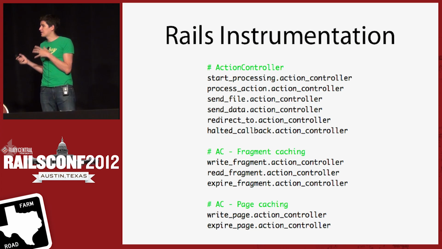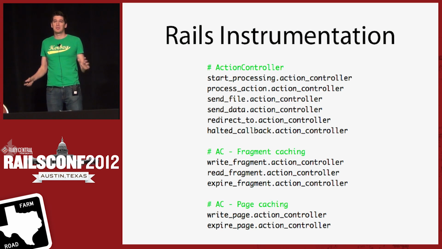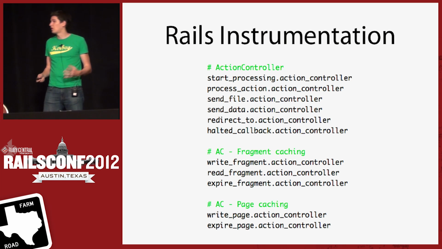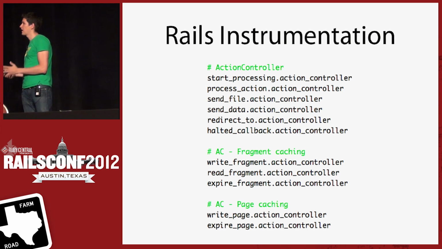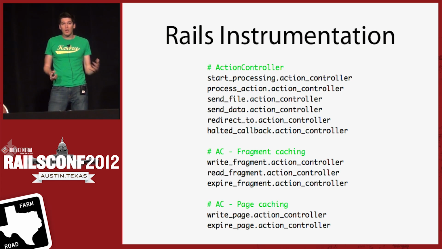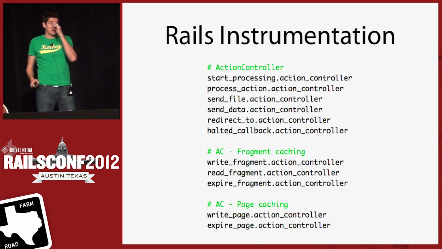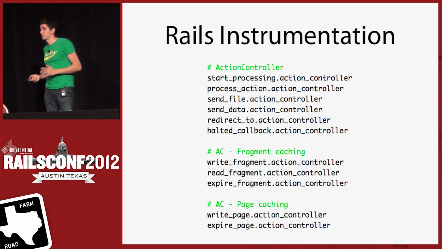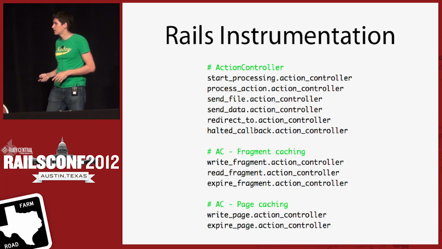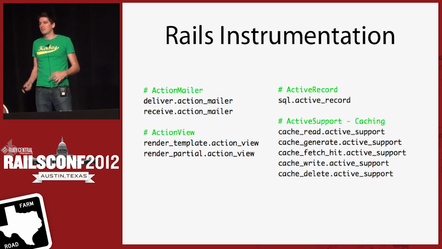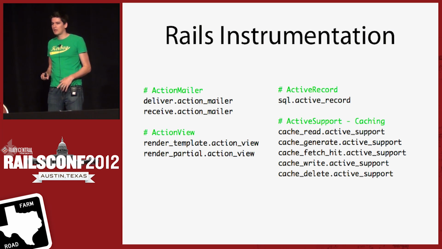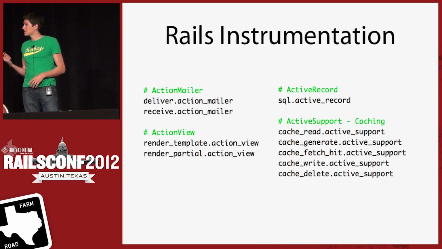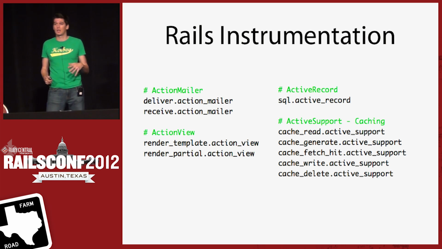So basically, this is not a complete list, by the way, but these are the primary events that I think are really important that are exposed by Rails by default. You'll see that there's stuff in here for Action Controller for pretty much all of the things that the controller actually does in terms of dispatching requests. There's also separate instrumentation around all the fragment and page caching stuff that Action Controller does. For Action Mailer, you've got events on both delivering and receiving mail. Similar stuff in Action View for rendering. And then you actually have stuff in ActiveSupport for the lower level caching operations.